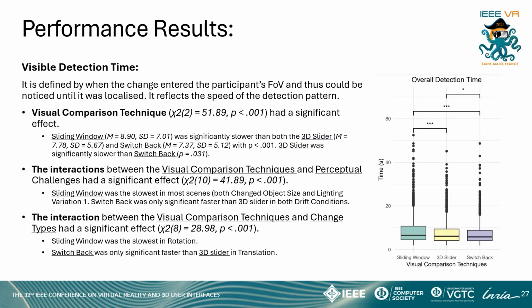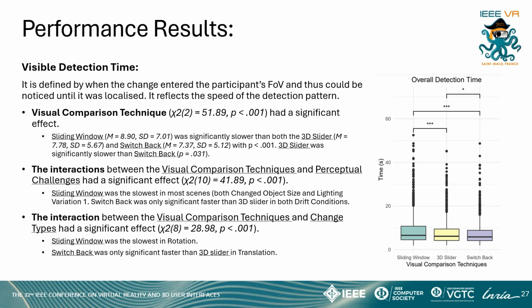Regarding the visible detection time, it's defined by when the change entered the participant's field of view and thus could be noticed until it was localized. It reflects the speed of the detection pattern. Firstly, visual comparison techniques had a significant effect. Specifically, sliding window was significantly slower than both the 3D slider and the switchback. 3D slider was significantly slower than switchback.